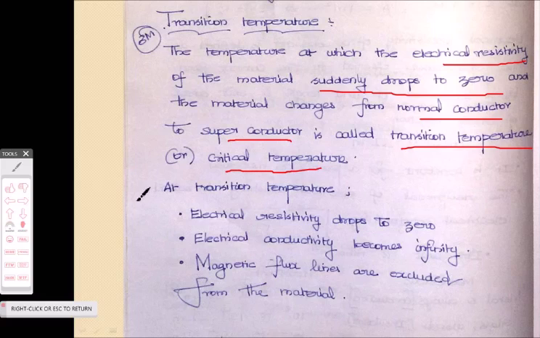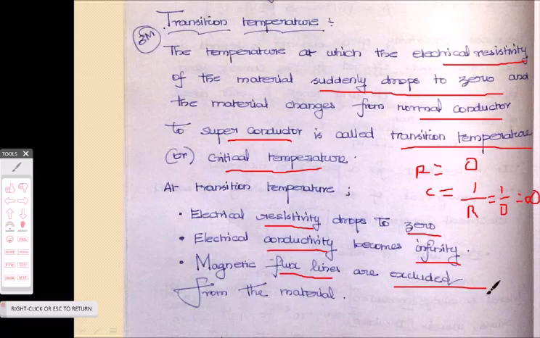What changes happen at the transition temperature? At this transition temperature, electrical resistivity drops to zero, and electrical conductivity becomes infinity. Because resistivity is zero, conductivity is equal to 1 by resistivity, so 1 by 0, 1 by 0 is infinity. Magnetic flux lines are excluded from the material. Excluded means expelled.